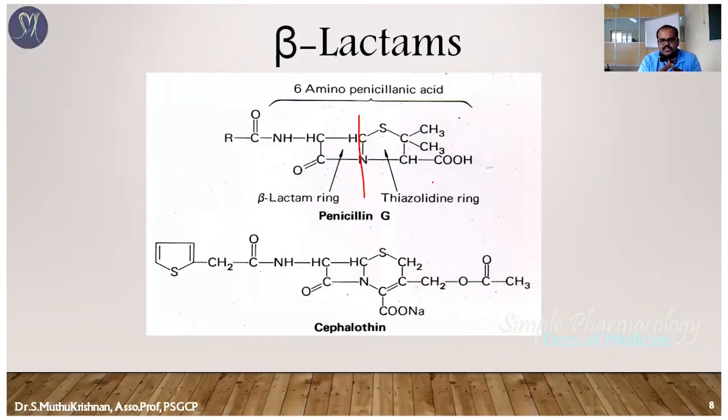So based upon this, this is a core molecule. You can't change this core molecule. We have a choice only to change the substitution in different places. So that's the only choice. Okay. So the beta-lactam ring is important, then the thiazolidine ring is important. This is the penicillin case.